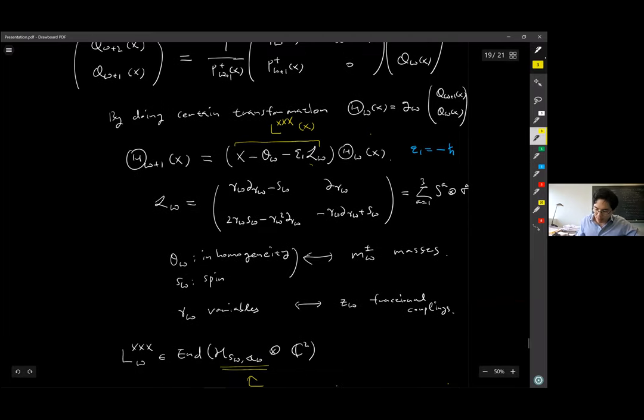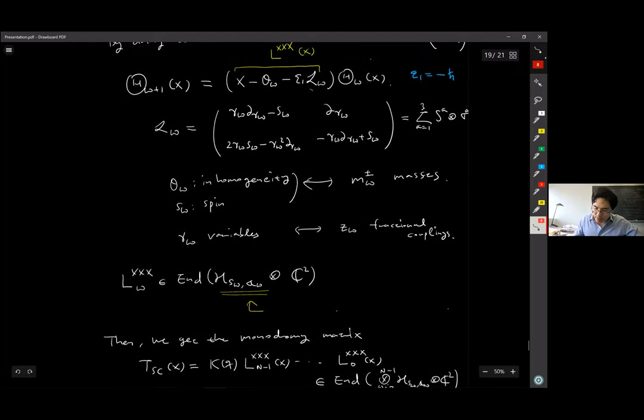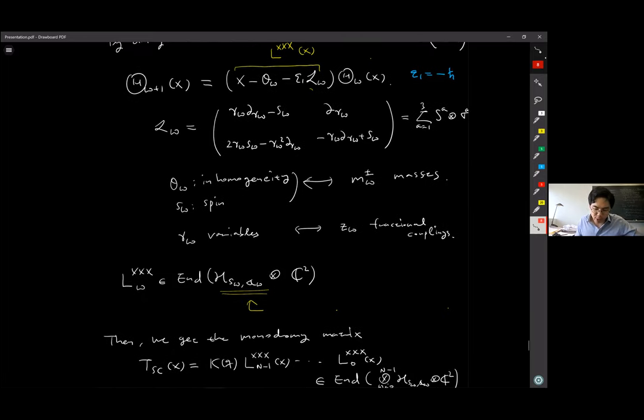And the mapping with the gauge theory parameters is that this theta, which is called the inhomogeneity, and the spins, which appear in the SL2 spin operators, are mapped to the masses of the hypermultiplets. And the auxiliary gamma variables, which realize the SL2 spin operators, are mapped to certain combinations of z omega, the fractional couplings. So we can recognize that this fractional quantum theory equation gives a certain XXX spin chain defined on certain local Hilbert spaces called H here. So this is again the Heisenberg module for the SL2 case.